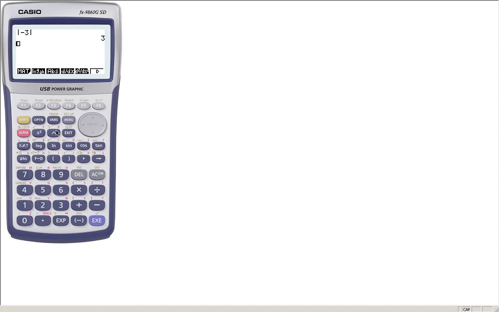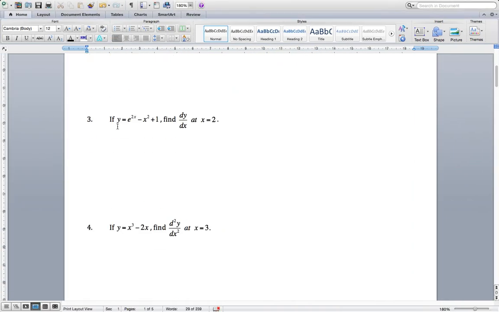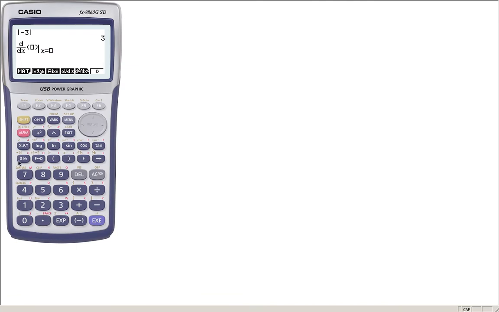Fine. So let us say now I want to use this key, d by dx. So let me press F4. So when do we use this option? Let us look at problem number 3. If y equal to e power 2x minus x square plus 1, find the dy by dx, first derivative at x equal to 2. So I need to press E.